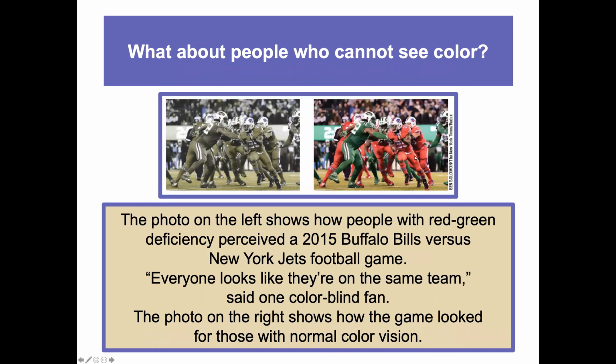So what about people who can't see color? Well, the photo on the left shows how people with red-green deficiency perceived a Buffalo Bills football game in 2015, and they were playing against the New York Giants. So we've got a green team and a red team. So everyone looks like they're on the same team if you're colorblind in this way. So if you were red-green colorblind, you would see the teams playing like the picture on the left, which would be really frustrating because it'd be really hard to tell who's on which team. So the photo on the right shows how the game looked to those with normal color vision.